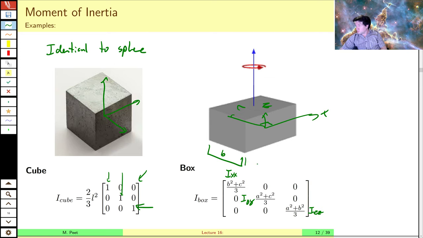Likewise, we just look at the part which doesn't show up in IXX, which is obviously A. And we look at the part which doesn't show up in IZZ, which is obviously C. And so we can label the dimensions of our box based on the coordinates that we've selected.